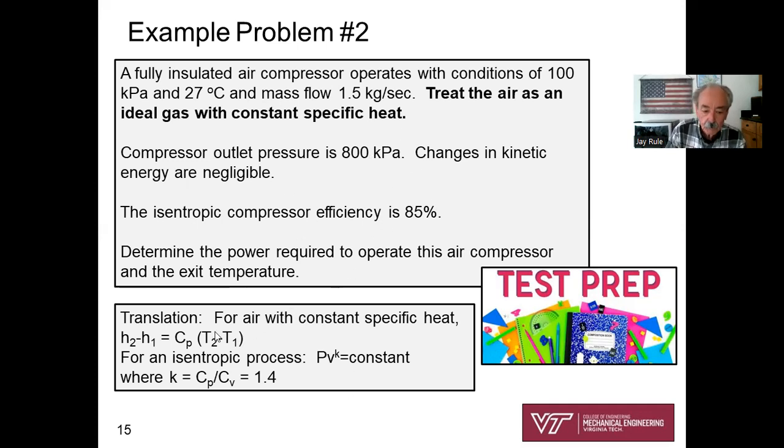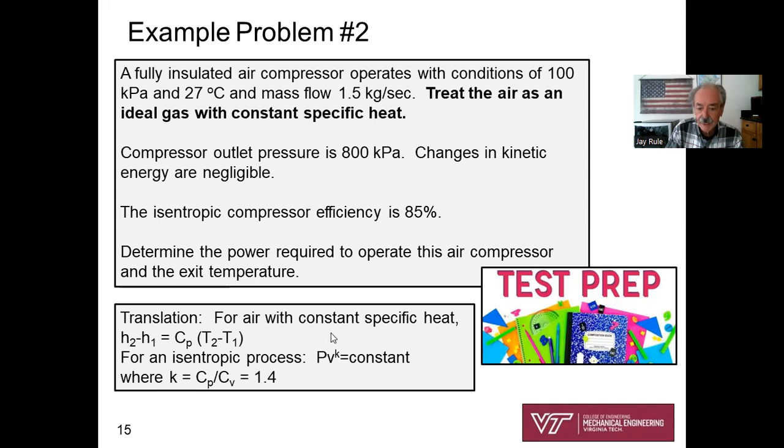Okay. What does this translation mean? Now, for constant specific heat, when we need to calculate enthalpy changes, H2 minus H1, we simply use Cp times T2 minus T1. Easy. Cp is a constant number. When we want to study an isentropic process for an ideal gas with constant specific heat, we use the identity PV to the K is constant.